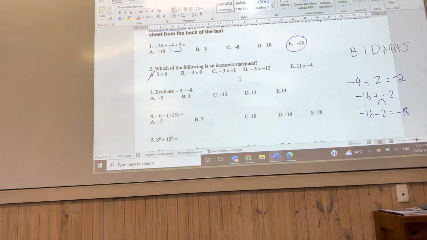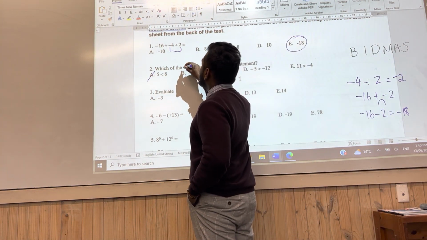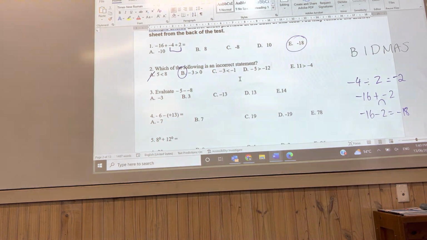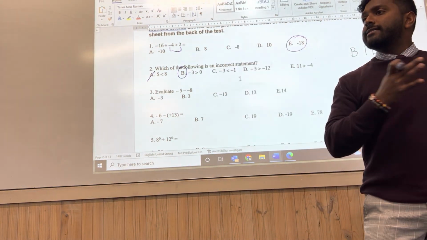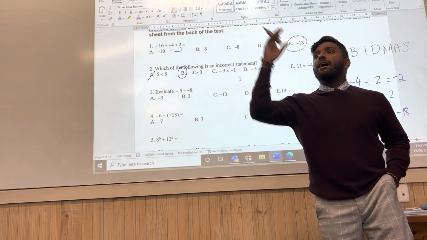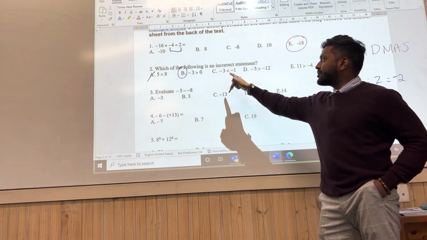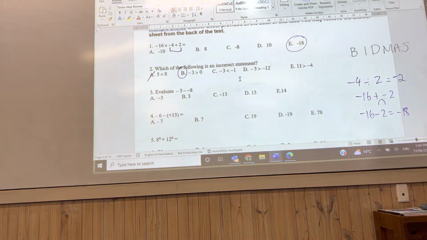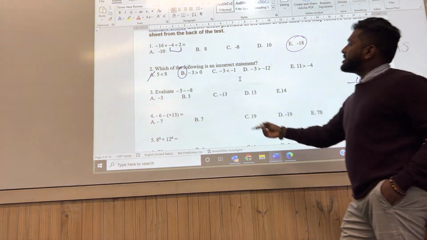No, it's not. Negative 3 is smaller than 0. Why? Because it's on the negative side. This is going back onto your, what do we call this thing? It's a number line. That's what that's referring to. Okay? You have to know 2 things. The number line, and then you also have to know this particular sign.